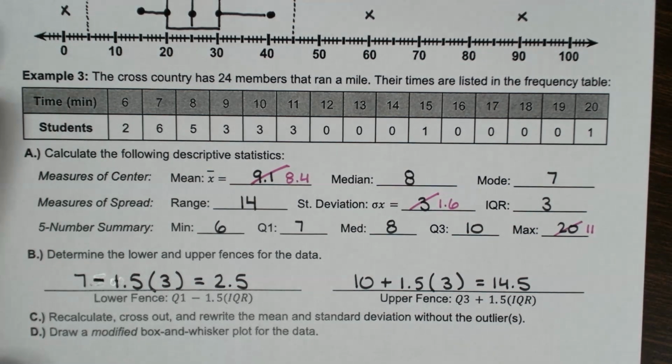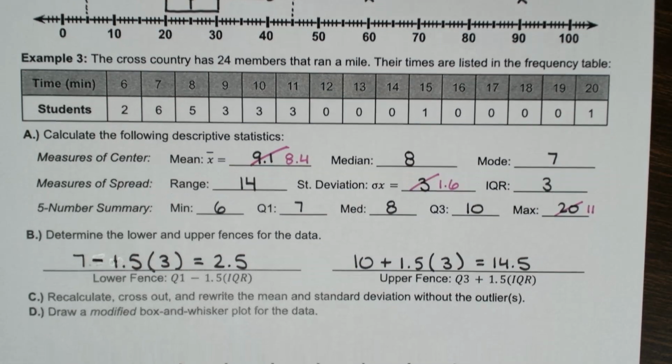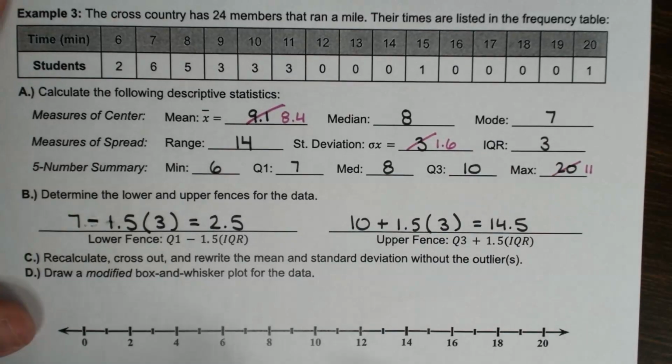Okay, here are those fences. You get 2.5 and 14.5. We didn't have anybody who ran the mile faster than 2.5 minutes, which is good because that's inhumanly fast. We did have some people who ran it slower than 14.5 minutes. Honestly, I'm right there with you, but you're on the cross-country team, so maybe you should be running a little bit faster than that. Draw the modified box plot.